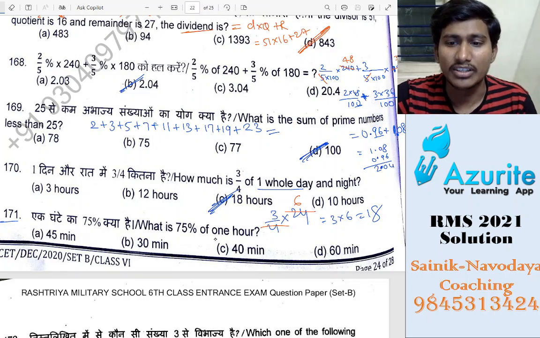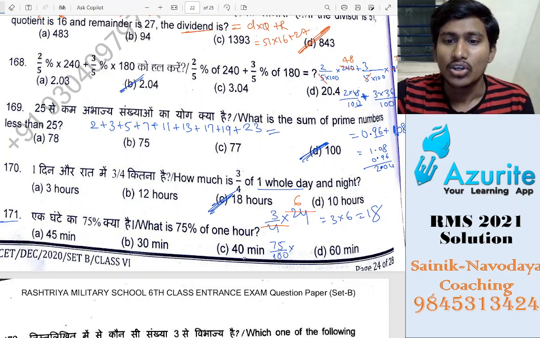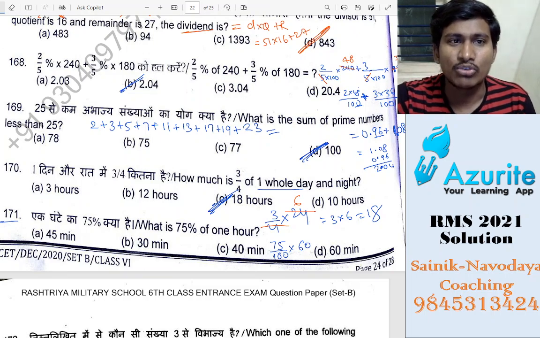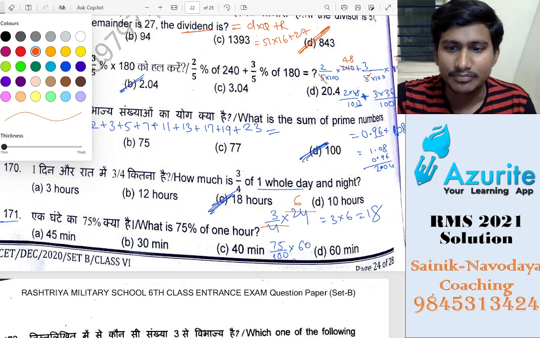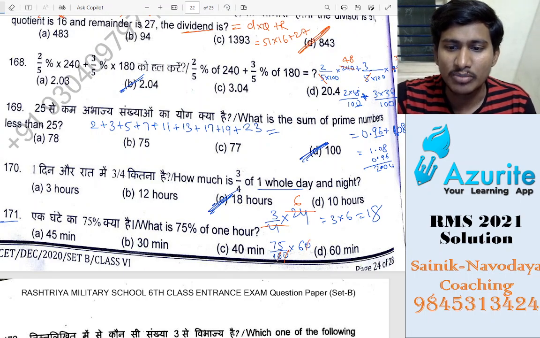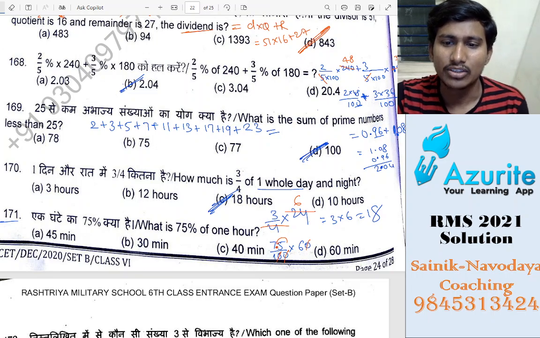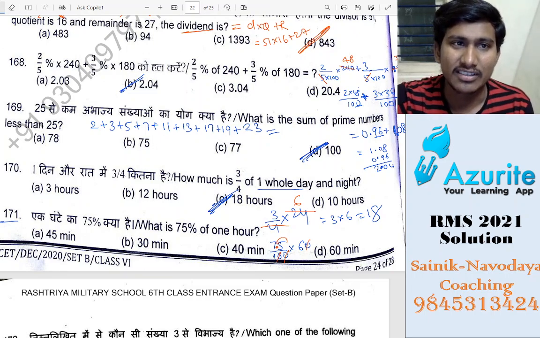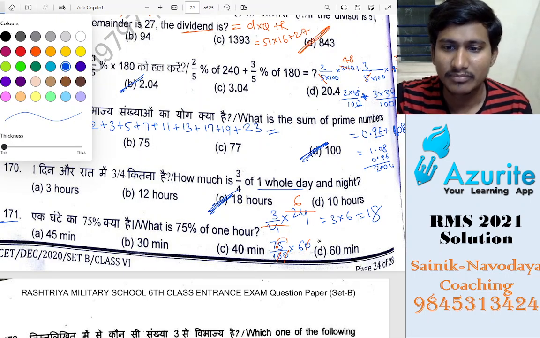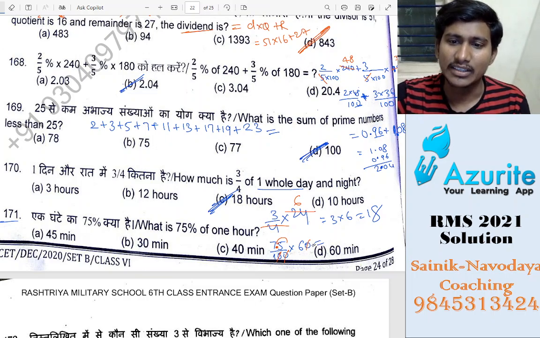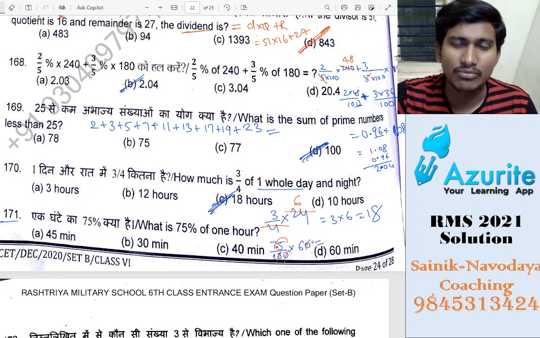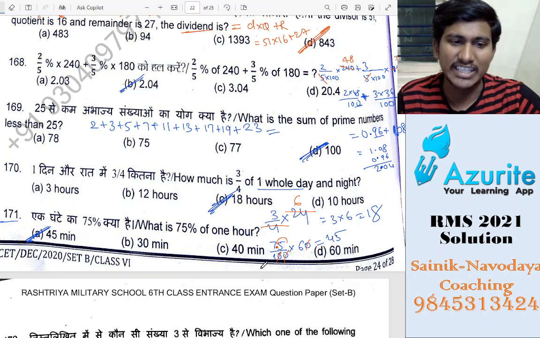Now next, 171. 75% of 1 hour. 75% means 75 divided by 100. 1 hour means 60 minutes. Now you cancel it out, you will get the answer, right? 1 zero cancel, 1 zero means you have to give a point. So if you give the point here, it will be 7.5. So 7.5 into 6. Option A is 45. 7 6s are 42, half of 6 is 3, 42 plus 3 is 45. You multiply it, you will get the answer, option A. Okay now? Very good. Easy, right?